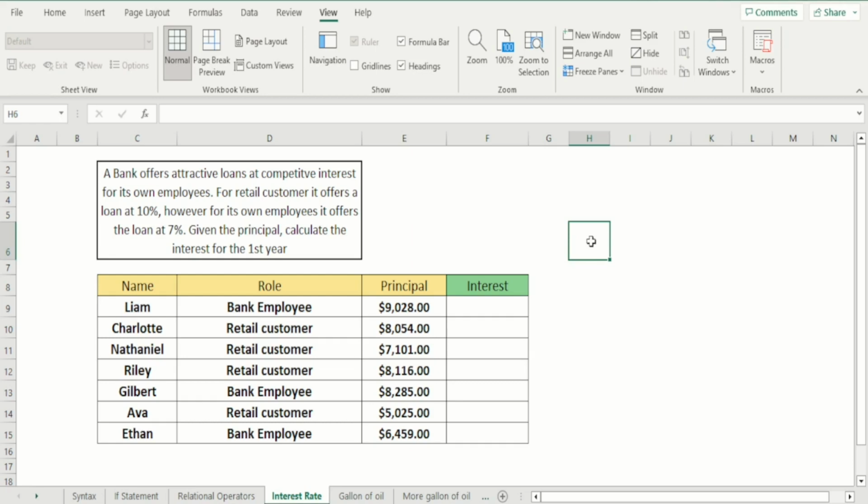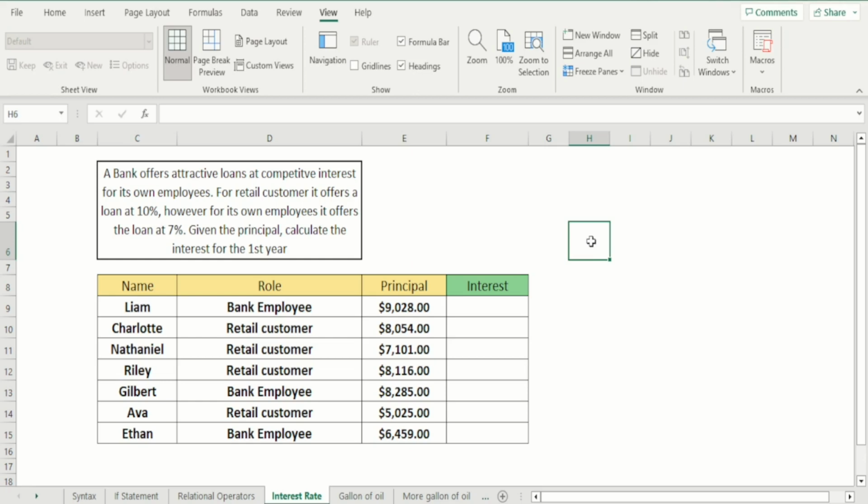So here we have a problem. We'll try and solve that by using the IF function within Excel. There's a bank that is offering attractive loans at competitive interest for its own employees. For retail customers, or customers of the bank, it offers a loan at 10%. However, if its own employees apply for the loan, it is given to them at 7%.